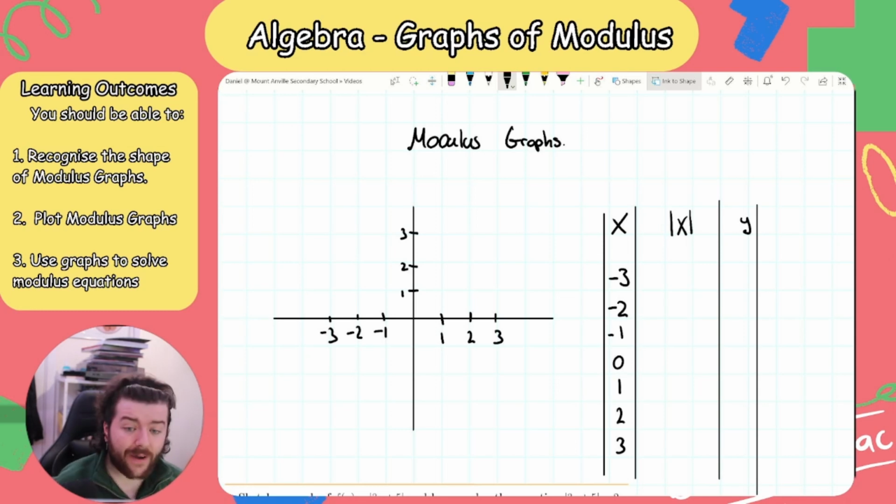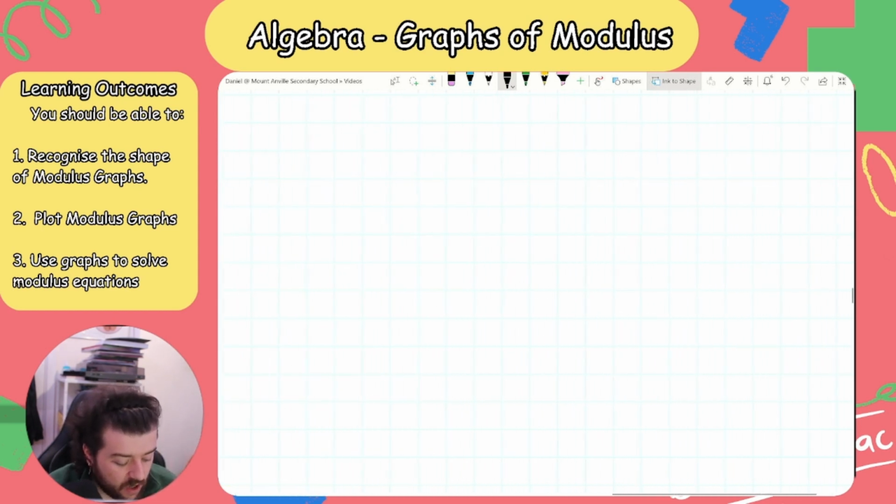Hello everyone. In this video we're looking at the graphs of modulus. In the last video we looked at the modulus and modulus equations. Now we are looking at the graphs of a modulus and what they look like. So what do modulus graphs look like?